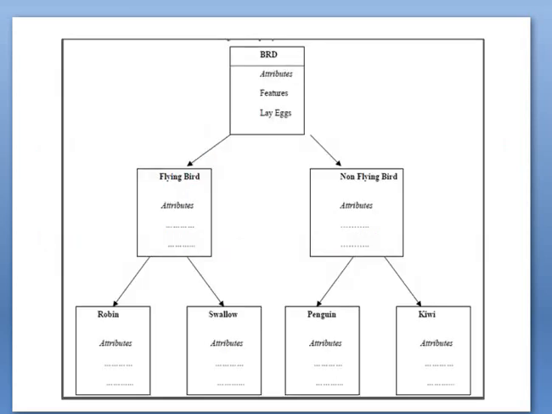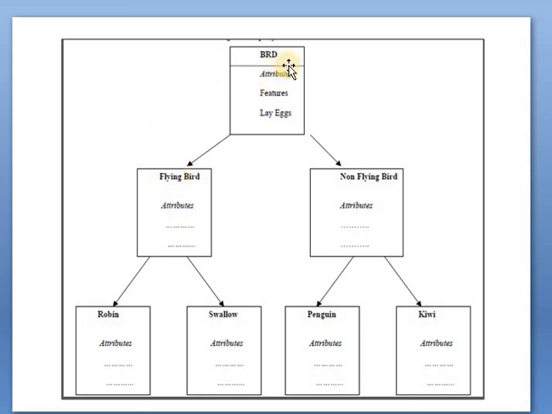Here we will see an example. Bird is a class. It has attributes like feathers, lay eggs, etc. Also it has some functions like flying. Okay, so these are the two different classes, that is flying bird and non-flying bird. Now this flying bird is derived from the base class, that is bird. So this is the new class which is known as the derived class, and this is the existing class known as the base class. Flying bird class is derived from the bird class.